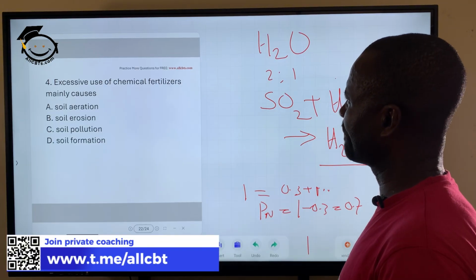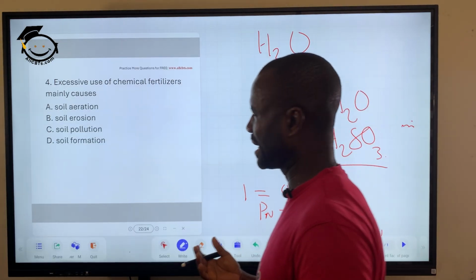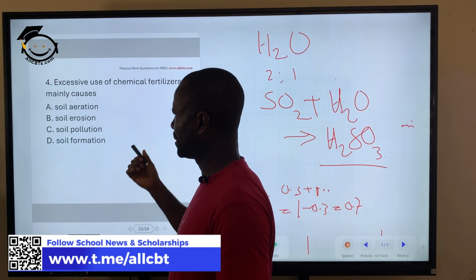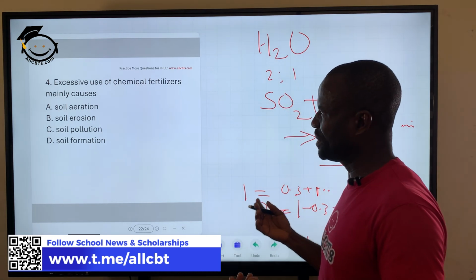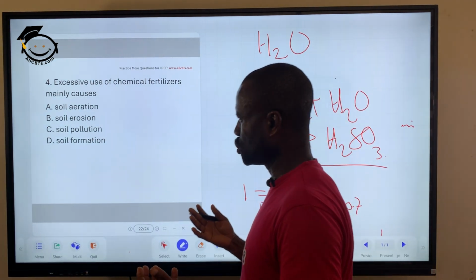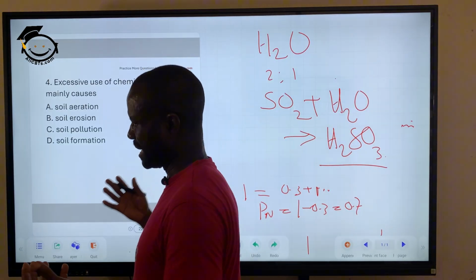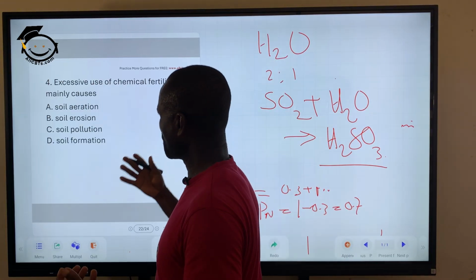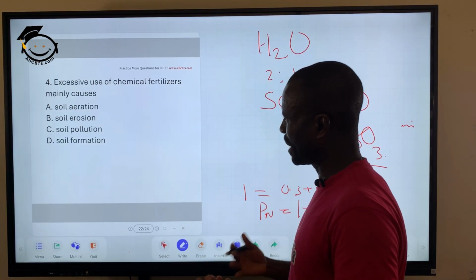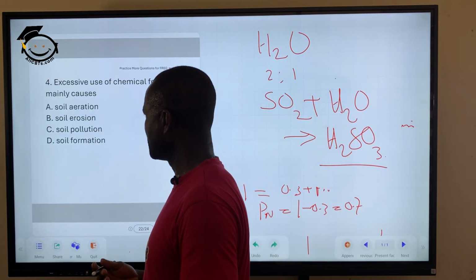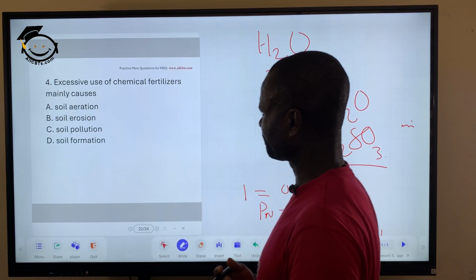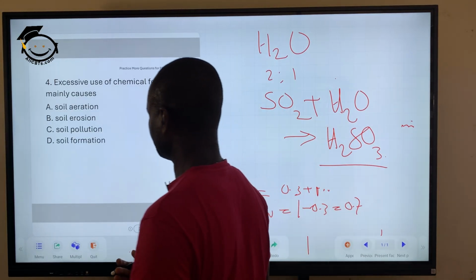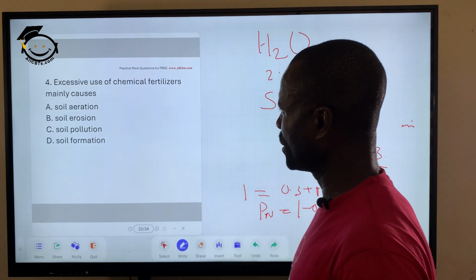Excessive use of chemical fertilizer mainly causes, when we use chemical fertilizer, what are the resultant effects on the environment? Soil aeration. Soil aeration simply means the ability of the soil to allow air to pass. Air is a component of the soil. So the ability of the soil to allow air to pass through it for plants to grow. Number B, soil erosion. How does chemical fertilizer cause soil erosion? No. Soil pollution. Then the last one is soil formation.